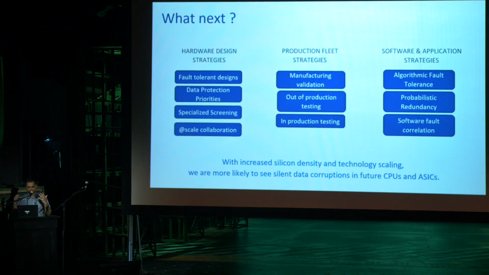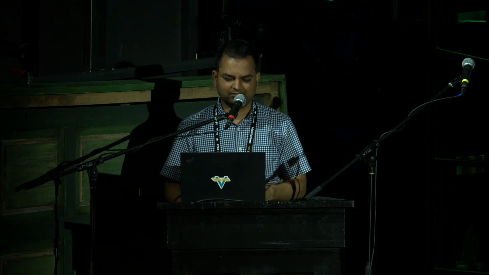So what we are observing is with increased silicon density and technology scaling, we are more likely to see these corruptions in the future with CPUs and ASICs. And we need to build monitoring and detection solutions as a community to make sure that this is up-leveled enough for our CPU vendors to take care of it.